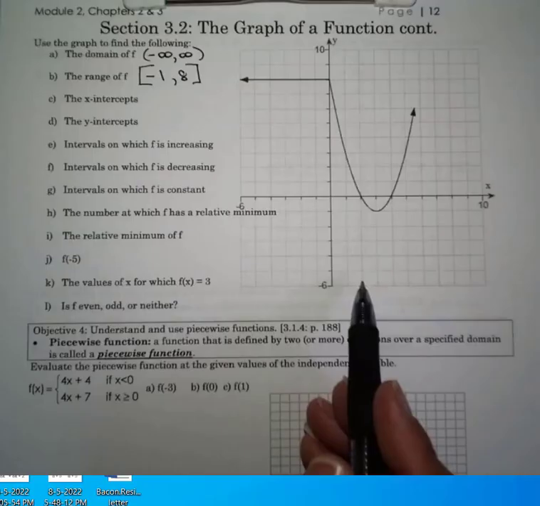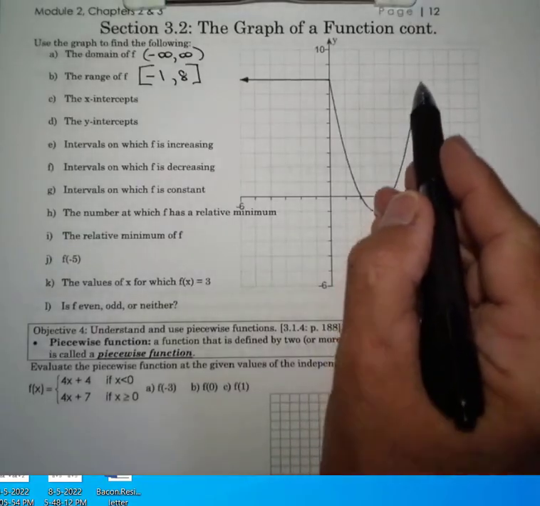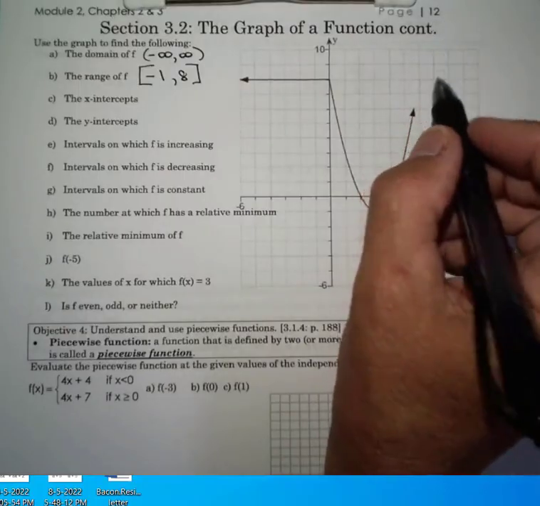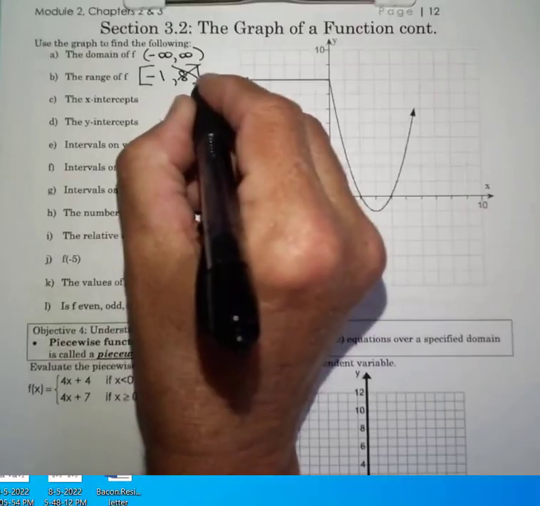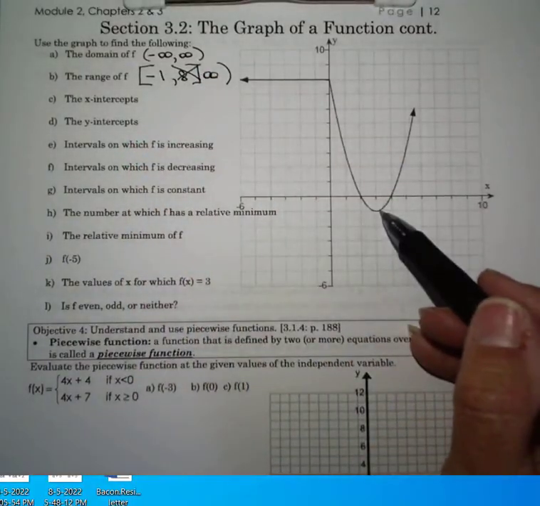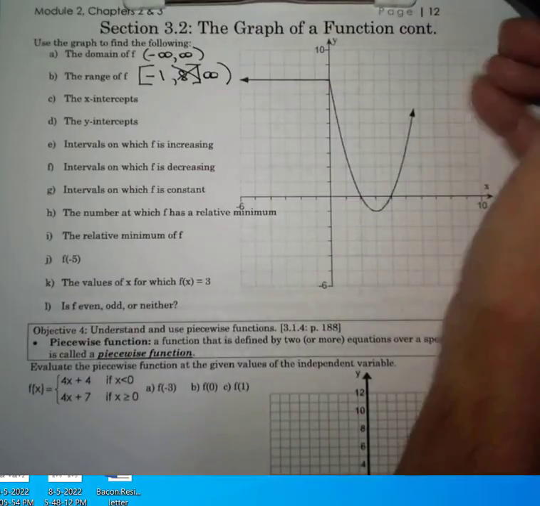Or is it? Now look, I just looked again at my graph. This thing is going to keep on going, isn't it? So it's not going to stop at 8, is it? It's going to go all the way to positive infinity. So it would be from negative 1 all the way to positive infinity that is going to be my range.